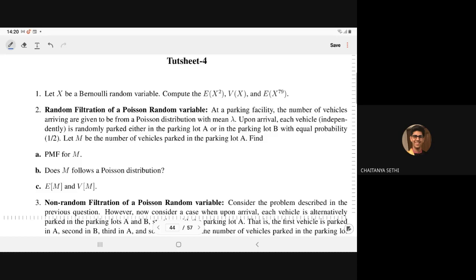Let M be number of vehicles parked in parking lot A. M counts the number parked in parking lot A. So you have to determine the probability mass function for the random variable M. Does the M follow Poisson distribution? If it is a random variable, then find its mean and variance. So it is a very interesting question.